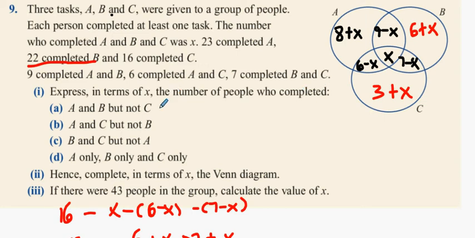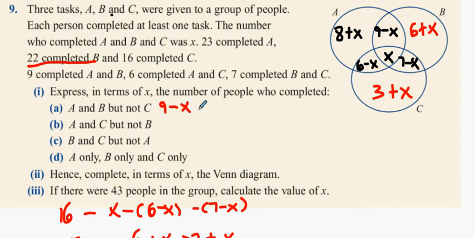But not C. No, that's A plus X, A only. Has to be A and B. A and B is this part here. See where I'm circling? 9 minus X. Exactly. But you're not allowed B and C.